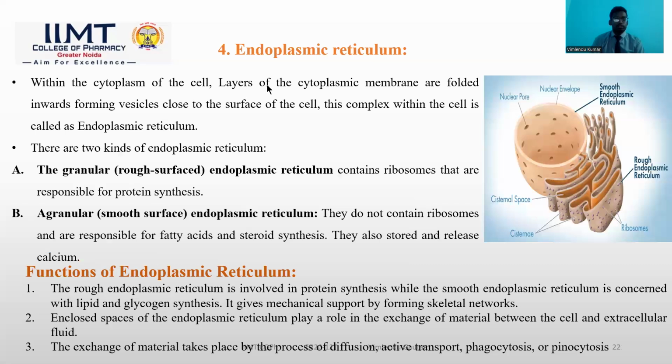Within the cytoplasm of the cell, layers of the cytoplasmic membrane are folded inwards, forming vesicles close to the surface of the cell. This complex within the cell is called endoplasmic reticulum. This is a diagram of the endoplasmic reticulum.